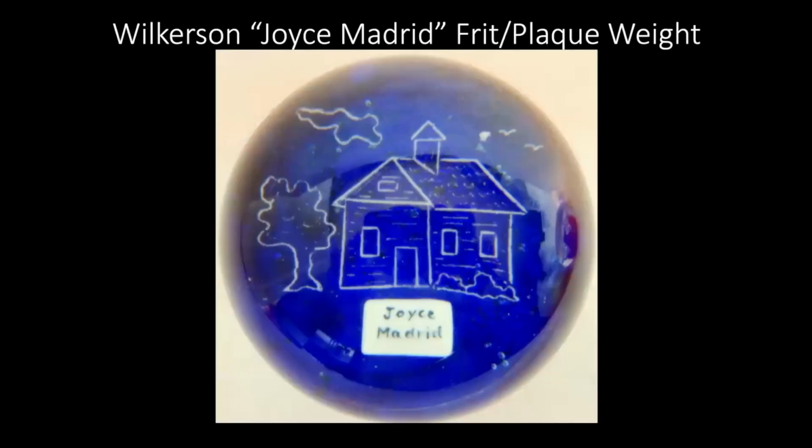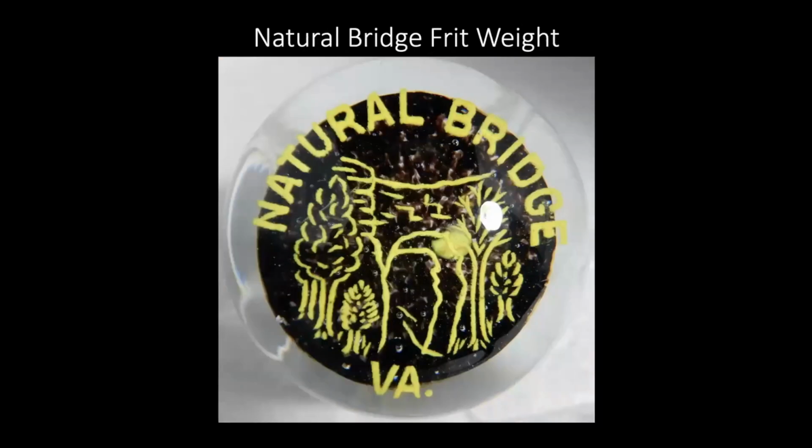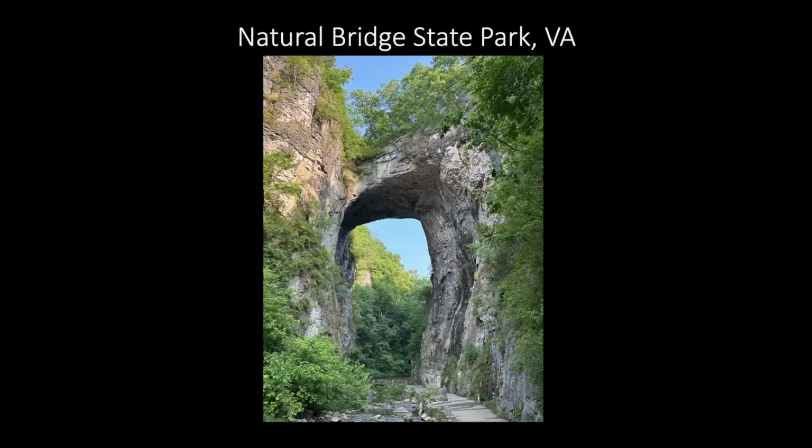Wilkerson Glass of Moundsville, West Virginia, is known for their creative frit designs. This has a sign, another house design, but also includes a plaque for Joyce Madrid. This is another example of a frit weight which actually shows the location it's a souvenir for. This is for Natural Bridge in Virginia.